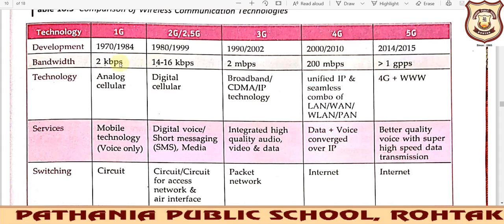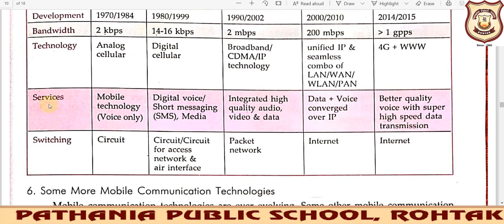Okay, technology: the earlier ones were based on analog signals, and these were based on digital signals. Okay, they were using CDMA or IP technology. Here also we can use that IP protocol, like voice over internet protocol. Then 4G and WWW, World Wide Web, means there were little additions in 4G. Whatever 4G was using, in addition to that WWW was made much more active.